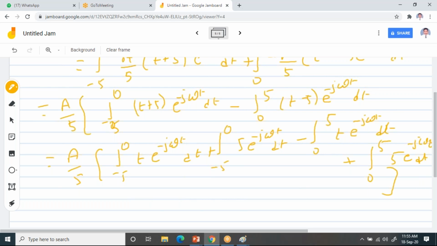But observe this. This second and fourth terms, you don't find that much difficulty. Since you are doing integration with respect to t, and this 5 is a constant, you can take it outside. You can simplify it very easily. But now observe these terms. The first term and the third term.